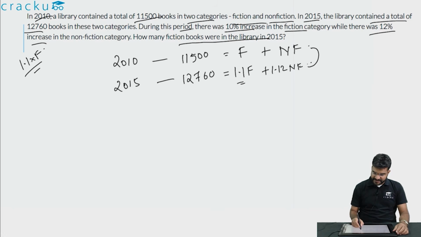So this is a simple case of two linear equations. We have two variables, F and NF. We have to solve, find the value of both of them, and then calculate the value of 1.1 into F.